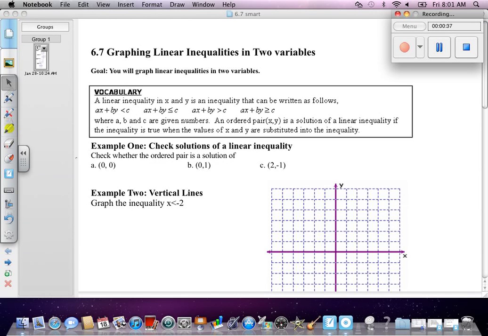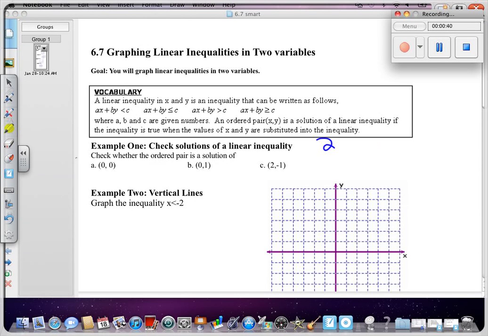So we've got the inequality 2x minus 3y is greater than or equal to negative 2. And we want to figure out which one of these ordered pairs is a solution. Which one do you want to try first, A, B, or C? I might try A first, and the reason why is because it's the easiest. You've got zeros, right? What's anything times 0?